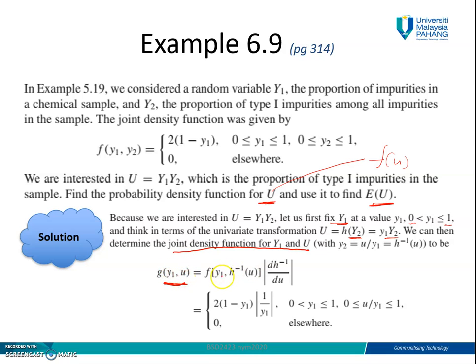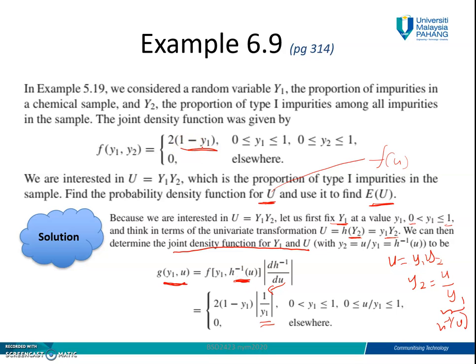From the previous video, you can see that we have y1 here, and then this part is based on y2, because we have u equal to y1 times y2. When you solve for y2, you get y2 equal to u over y1, and this is your inverse function of u. When you differentiate this, you get 1 over y1. So when you differentiate, you get this, and this part you get from here.